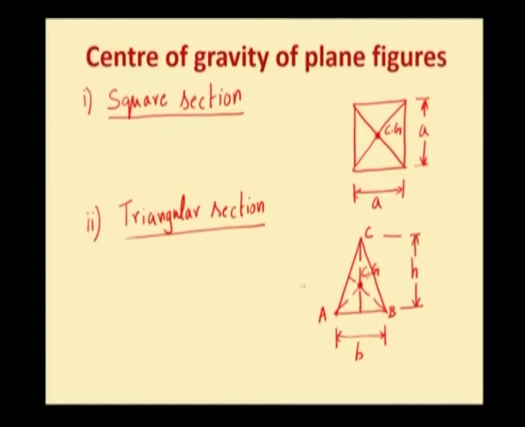Now, the center of gravity for this triangular section from the base will be at a distance of h by 3. Remember, h is the altitude or height of the triangle, and the distance of the CG of this triangle from its base will be h by 3. Similarly, for the previous square section, the distance of the CG from the base should naturally be a by 2. Similarly, the distance of the CG from the left line will also be a by 2. This is for a square section.